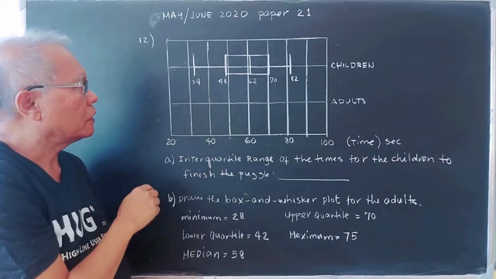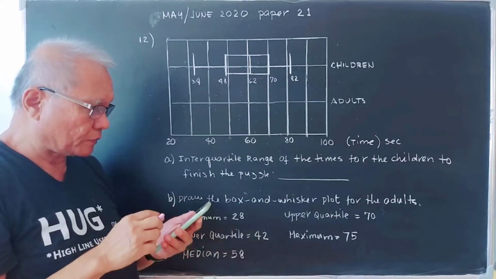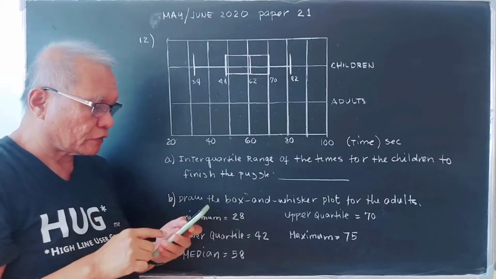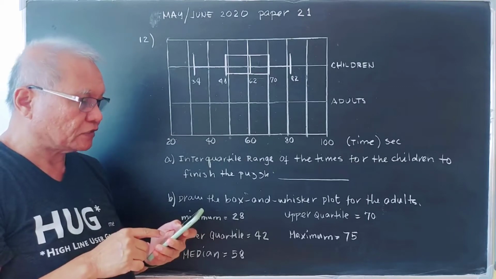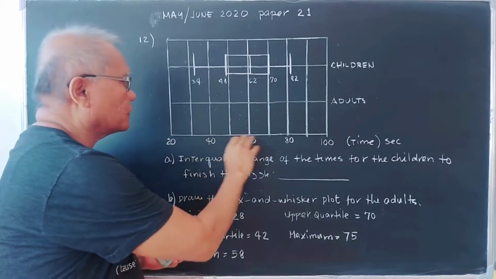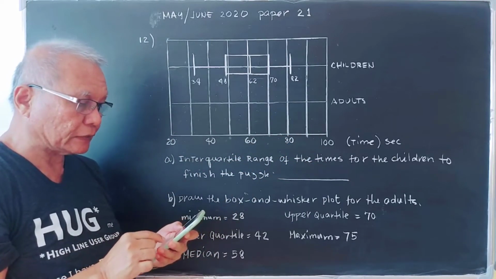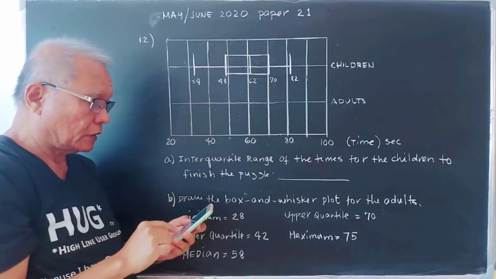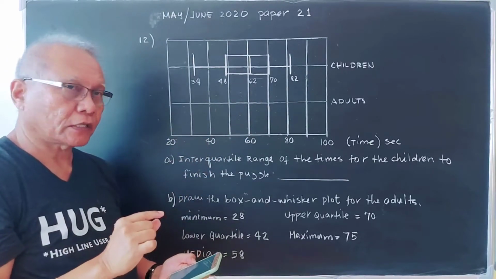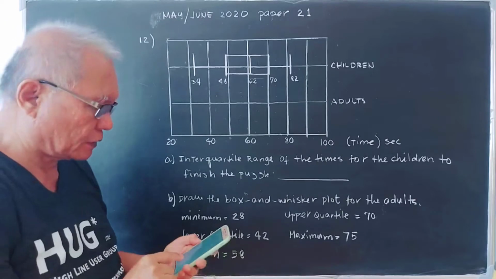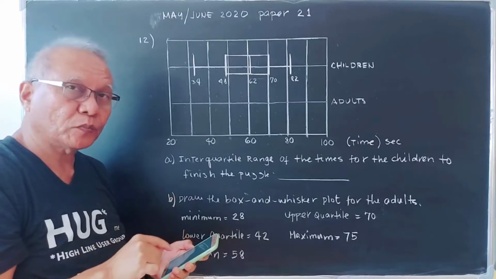We are already in number 12. Here, Gemma records the times in seconds, 20, 40, up to 100 seconds, taken for a group of children and a group of adults. We need to draw the box and whisker plot for the adults. The adults and the children are going to complete a puzzle.